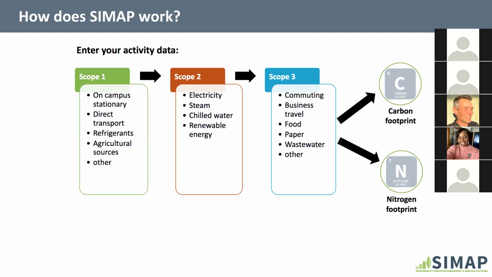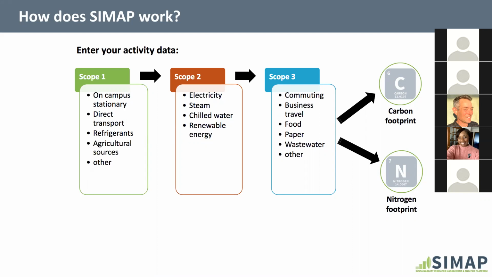And it also gives us a broader picture of environmental impact. So carbon, of course, looks at a campus's contribution to greenhouse gas emissions. But the nitrogen footprint looks at a broad range of impacts. The major sources of nitrogen pollution are fossil fuel combustion and food production. Food production usually makes up more than half of a campus nitrogen footprint.